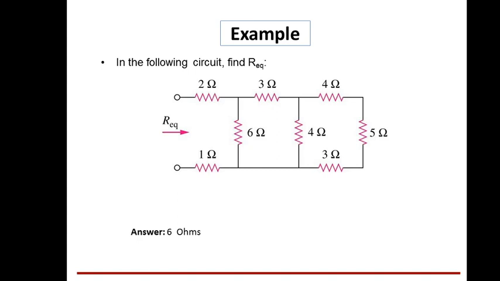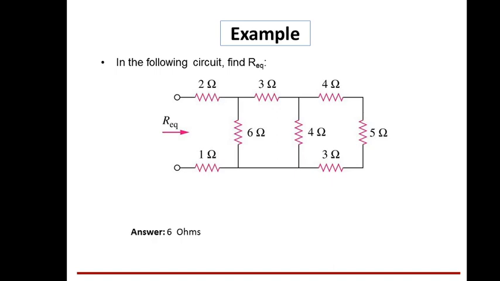This 6 value is parallel with another 6. 6 and 6 both are in parallel. So 6 into 6 by 6 plus 6, 36 by 12. So entire this is a value of 3. Now you need to find out R equivalent, that is equal to 2 ohms plus this entire 3. 2 plus 3 is 5, plus 1 is 6. That is the total value of resistance, or you can say the equivalent value of this. In this way you have to find out.